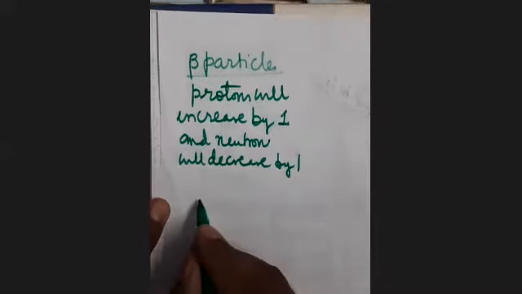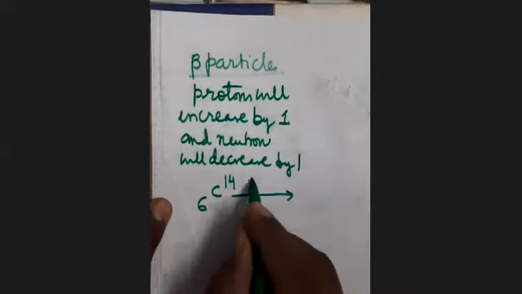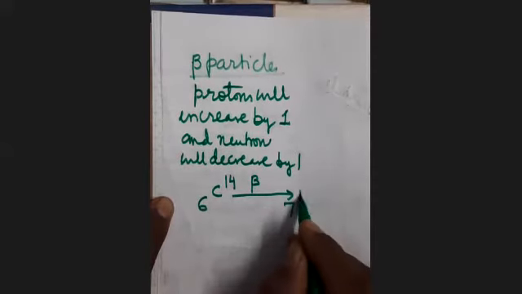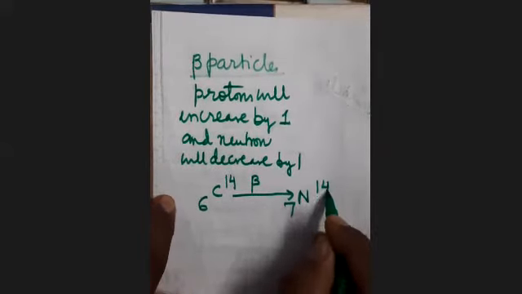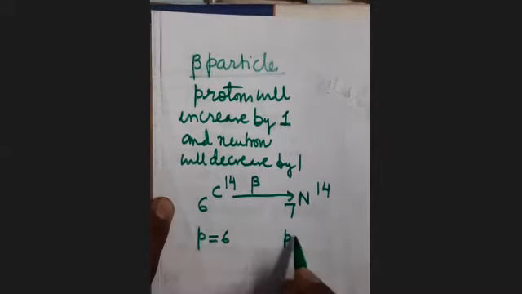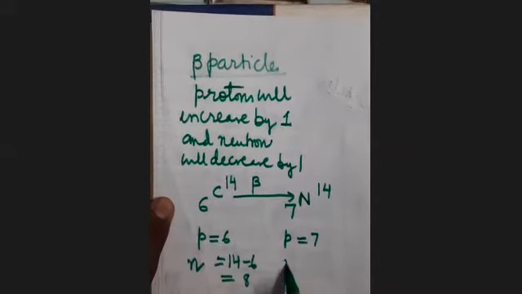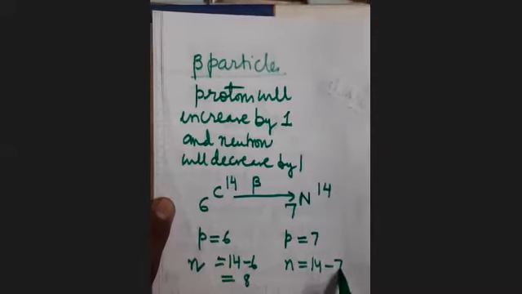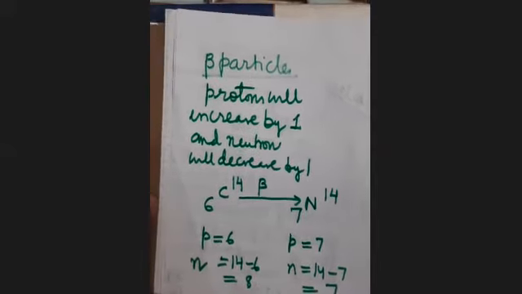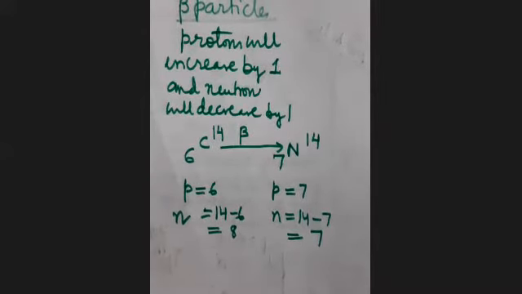For example, when 6C14 emits a beta particle, it becomes 7N14. If you see the proton number, here protons are 6, here protons are 7. If you see the neutron, here it is 14 minus 6, that is equal to 8. But here neutron has become 14 minus 7, that is equal to 7. It's clear? So this will be the change.